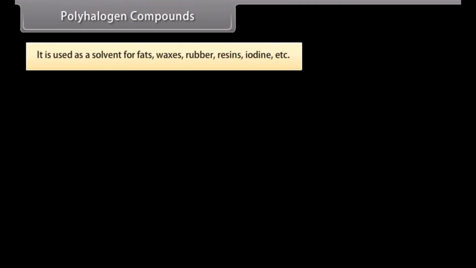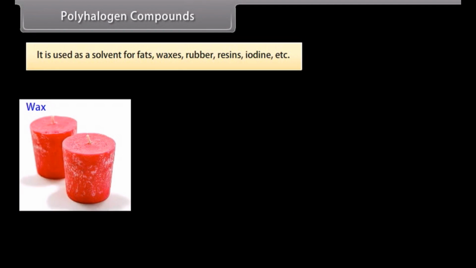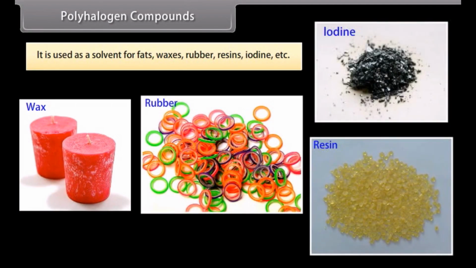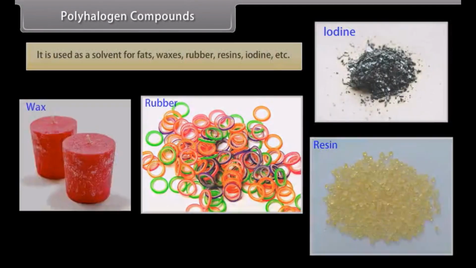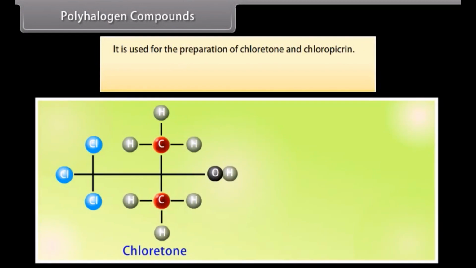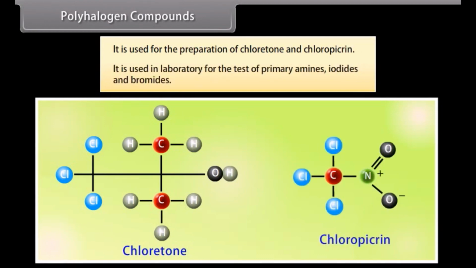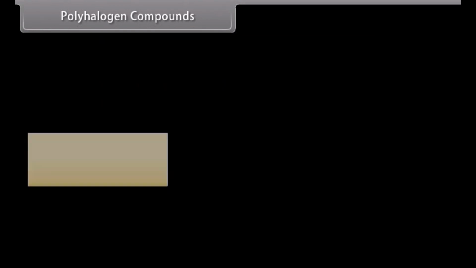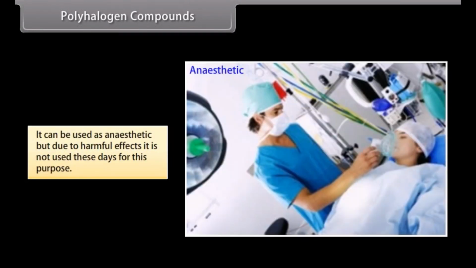It is used as a solvent for fats, waxes, rubber, resins, iodine, etc. It is used for the preparation of chloretone and chloropicrin. It is used in the laboratory for the test of primary amines, iodides and bromides. It can be used as an anesthetic, but due to harmful effects it is not used these days for this purpose.